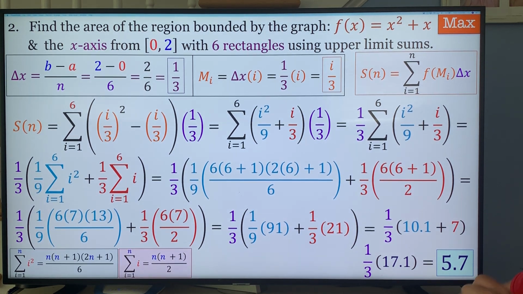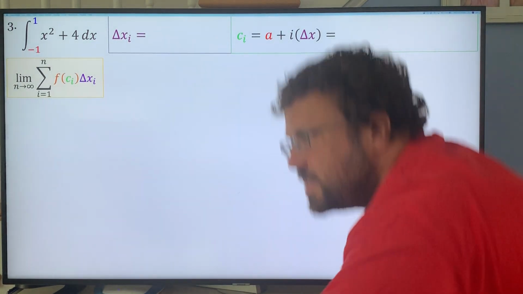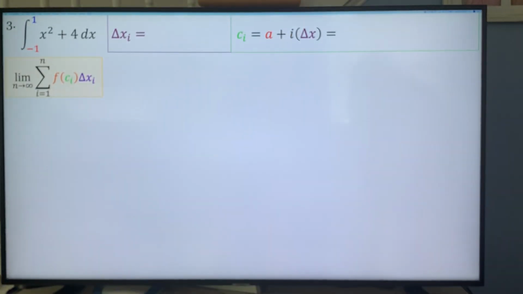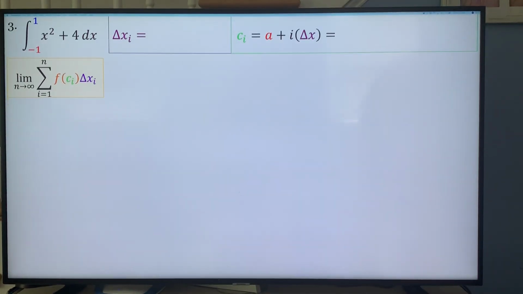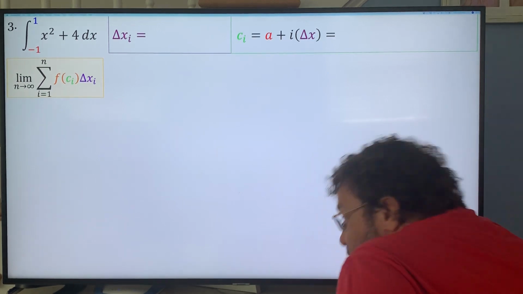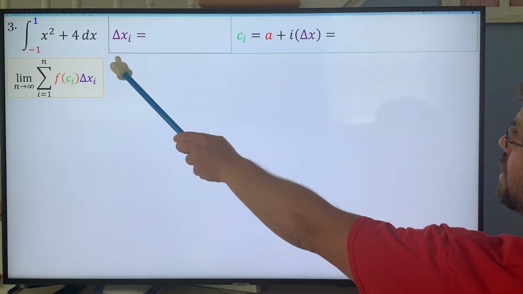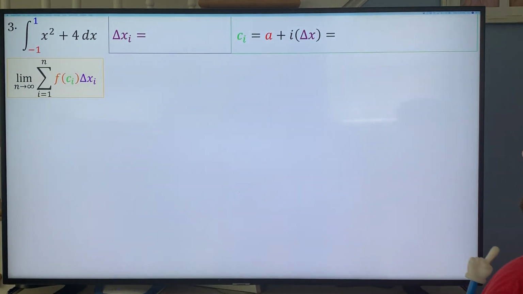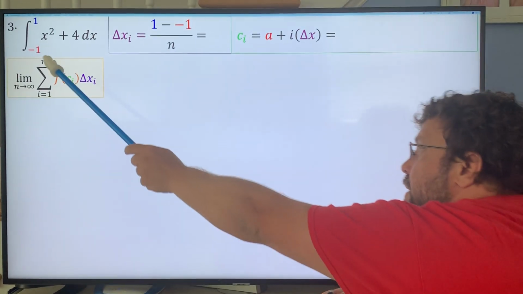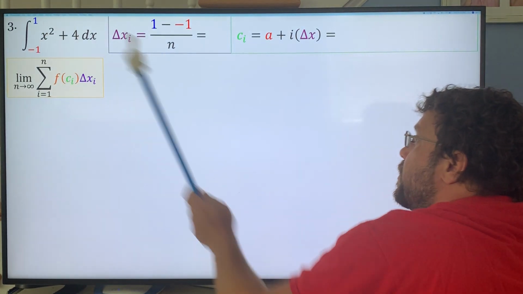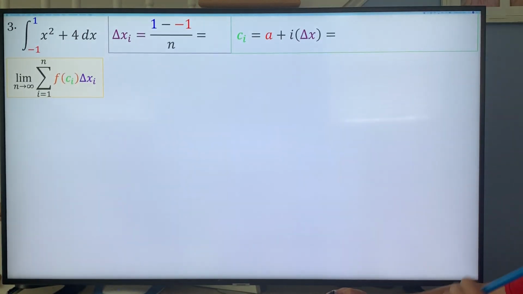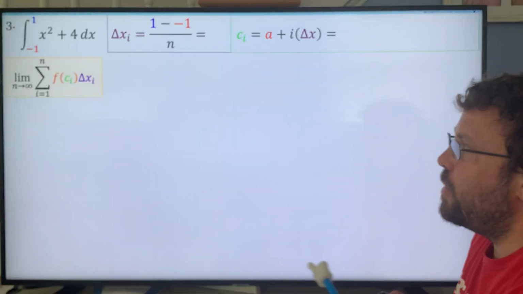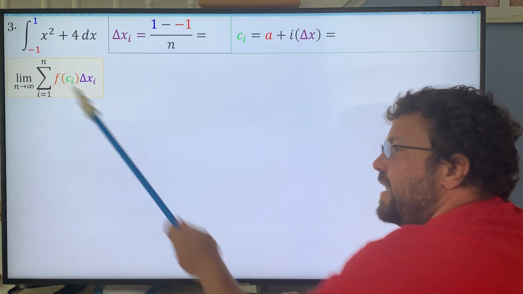So those are the first two concepts for 5.2, and this is 5.2. This is a definite integration using summation. Now the way these work is also fairly simple. First step is to find delta x i. Delta x i is found the same way we found delta x before. It is b minus a over n. Now in this case, though, we don't know the number of rectangles. Actually, we do. The number of rectangles is infinite.